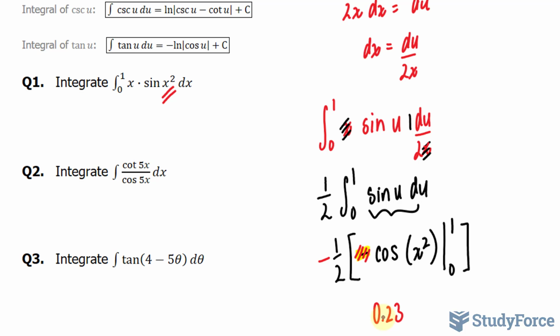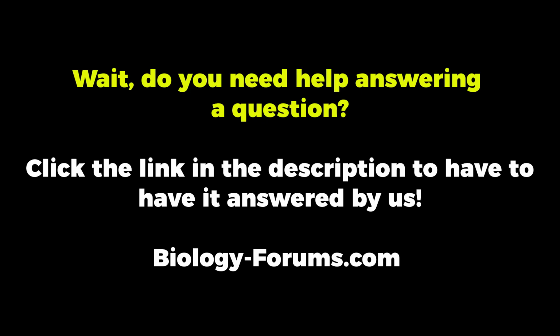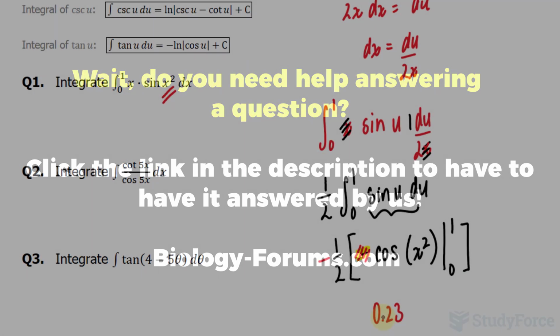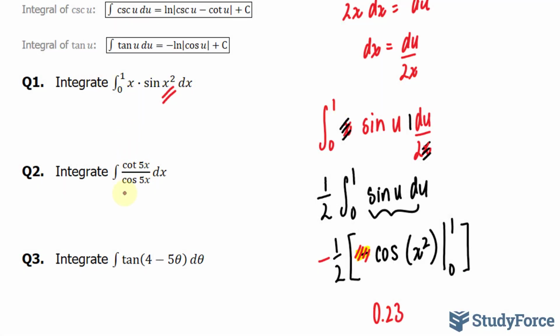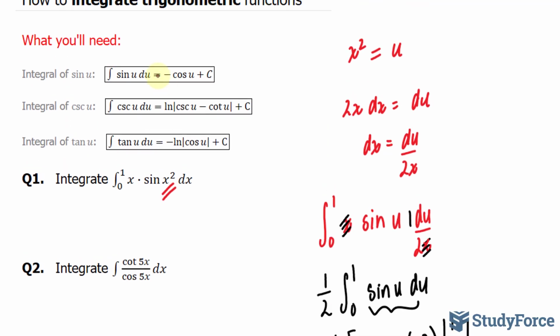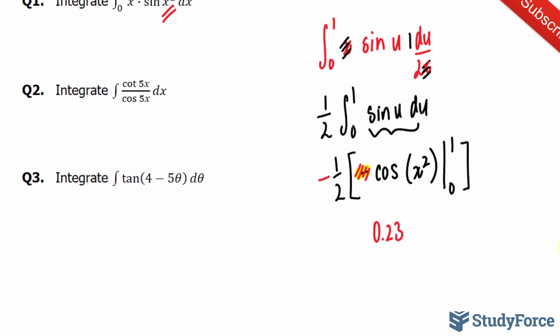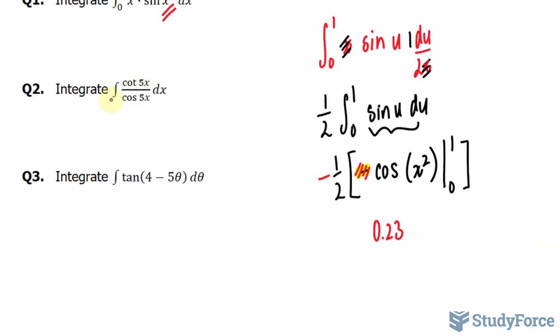Let's move on to question 2. They want us to integrate the expression cotangent 5x over cosine 5x. Once again, we need to match this with one of the known integrals, and at this point we don't know which one to match it with. So let's see if we can manipulate this function. Let's set this as f of x. Let's see if we can manipulate it before we take its integral.